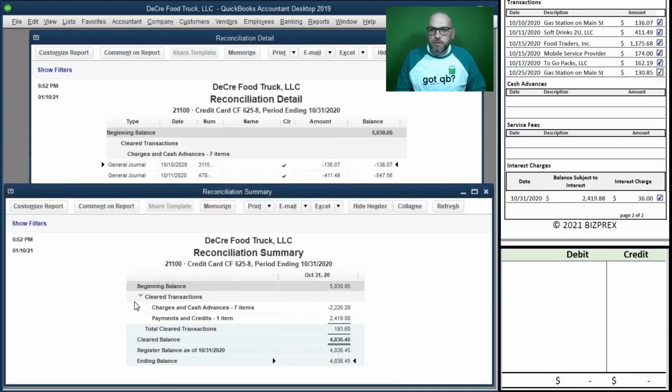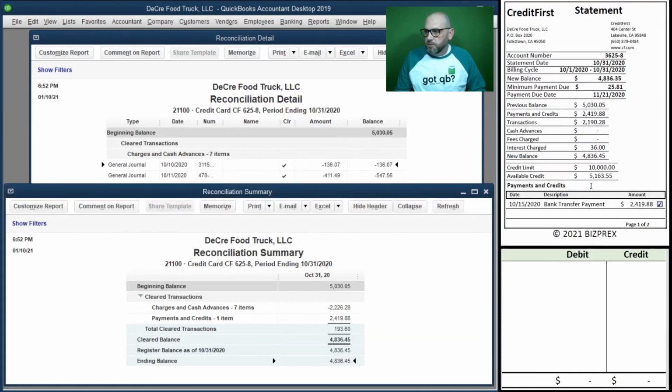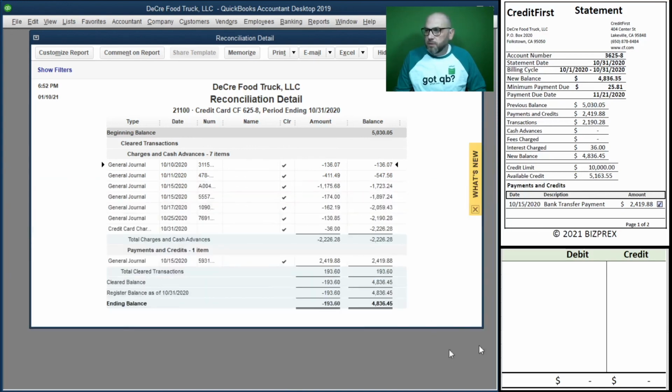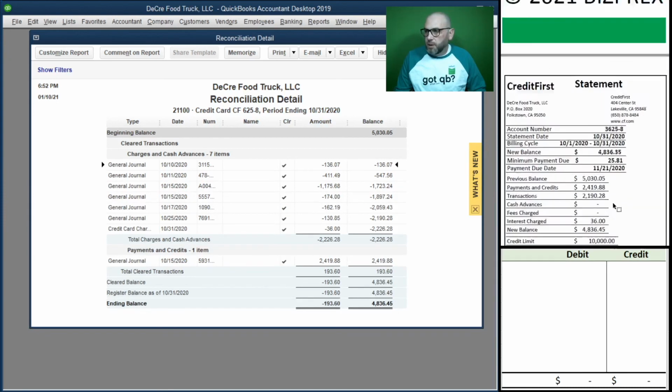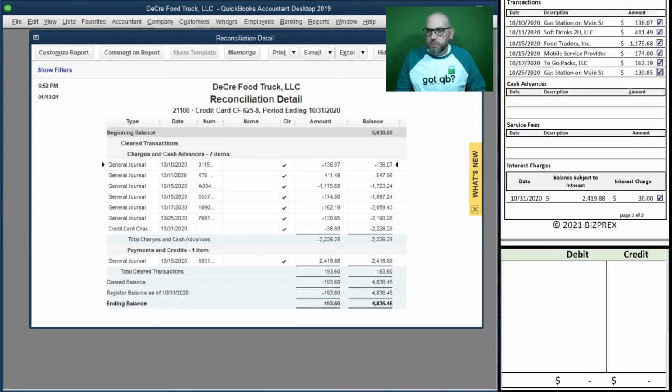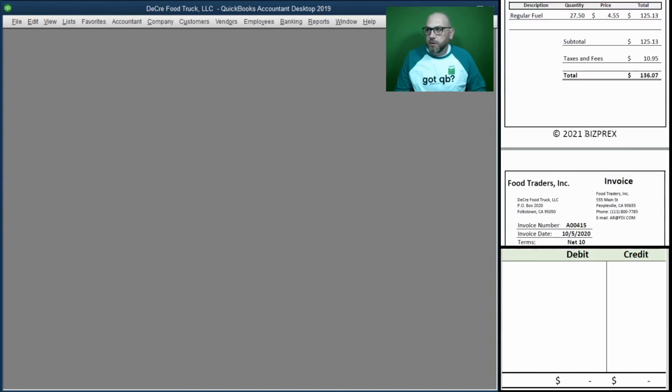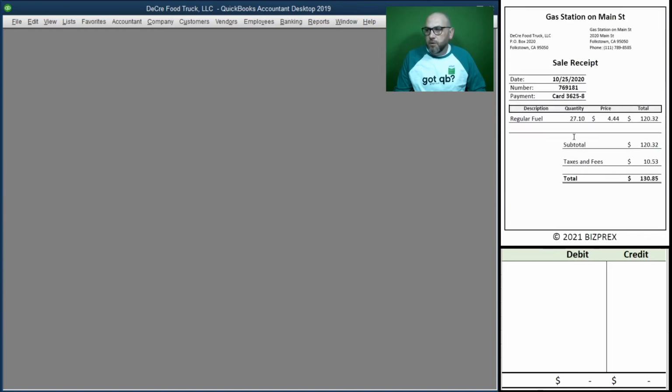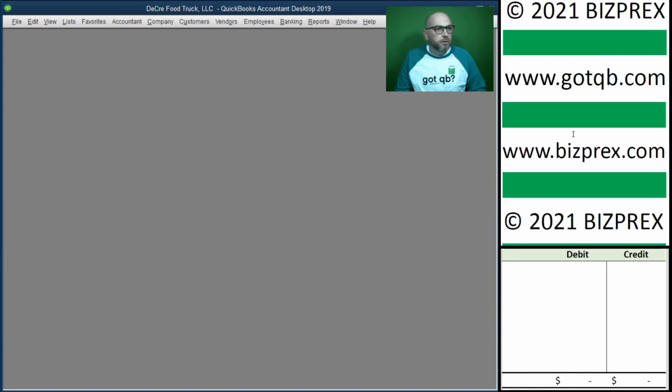All right, let's take a look at the reports. Balance matches, good. We can print it, attach it to the statement. All right, payments matches. Let's take a look at transaction. All is here. Again, we'll print it, attach it to the statement, and that concludes reconciliation of our credit card statement.